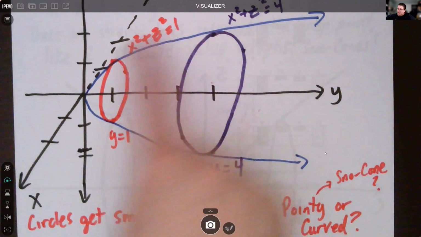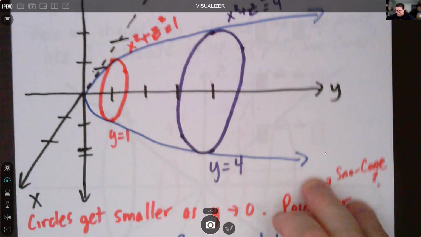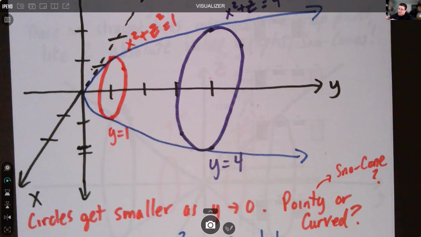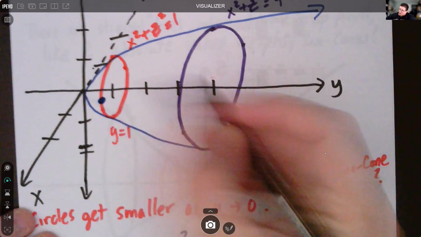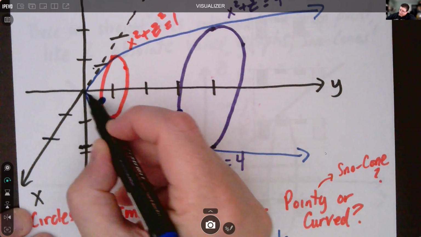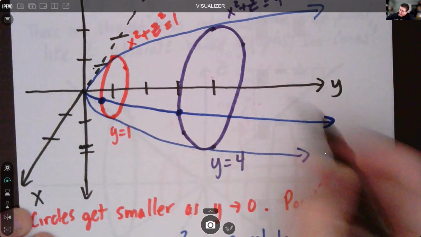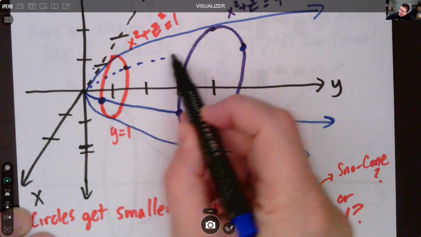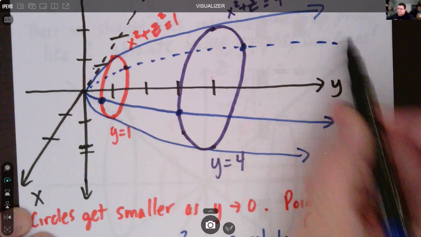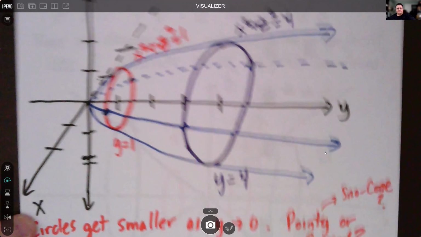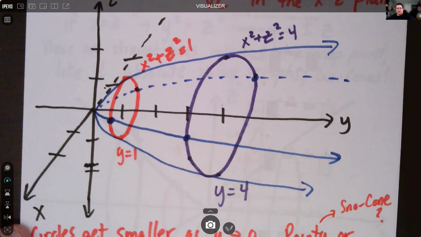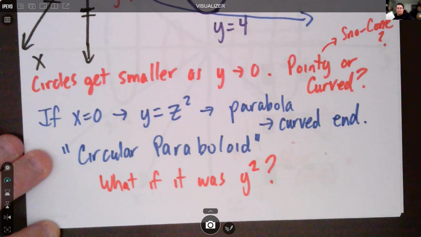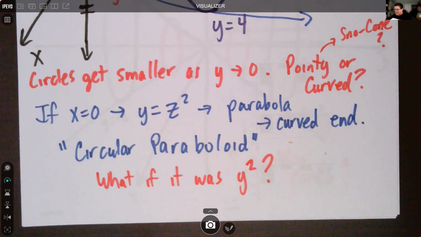And that's definitely parabolic. So we've got something that makes this parabola-like shape going like that. And maybe if I put dots in the back, I could do a dotted line showing something like that. So we've got a parabola cone looking thing. This is called a circular paraboloid. It's got a curved end.